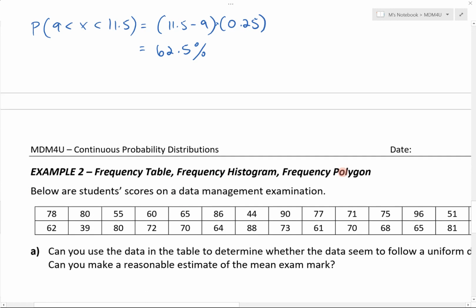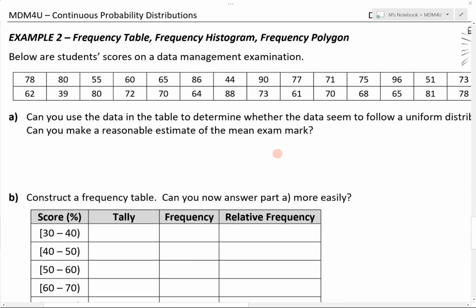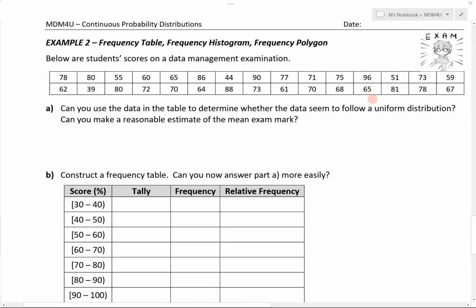Okay, let's look at frequency tables, frequency histograms, and frequency polygons. So below are student scores on a data management examination. Can you use the data in the table to determine whether the data seems to follow a uniform distribution? Well, just by looking at the table, there's no way for me to tell. It's difficult to analyze, so it's not obvious. Same idea, you can't really find the mean exam mark just by inspection. You have to do some kind of calculation.